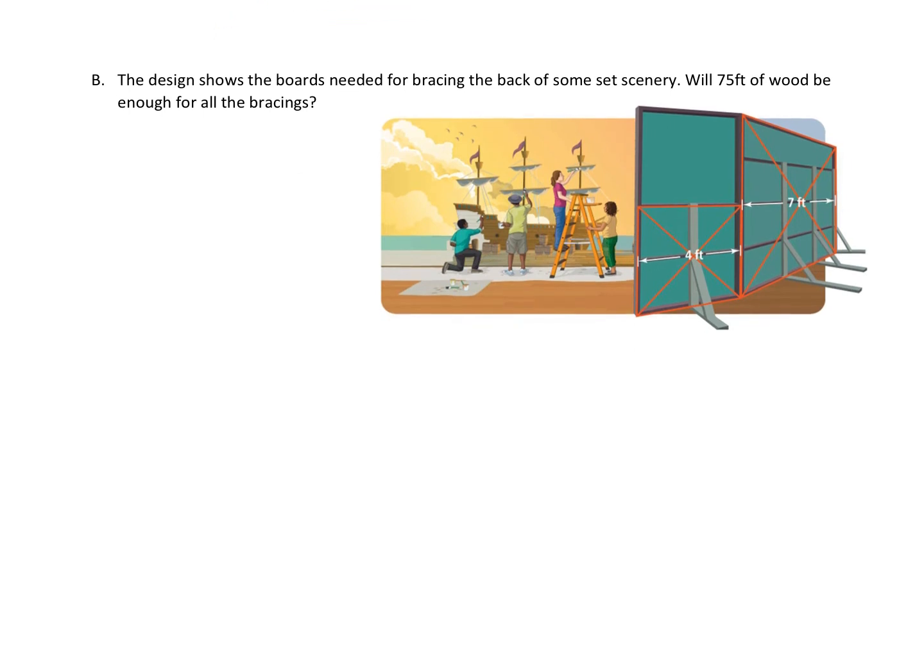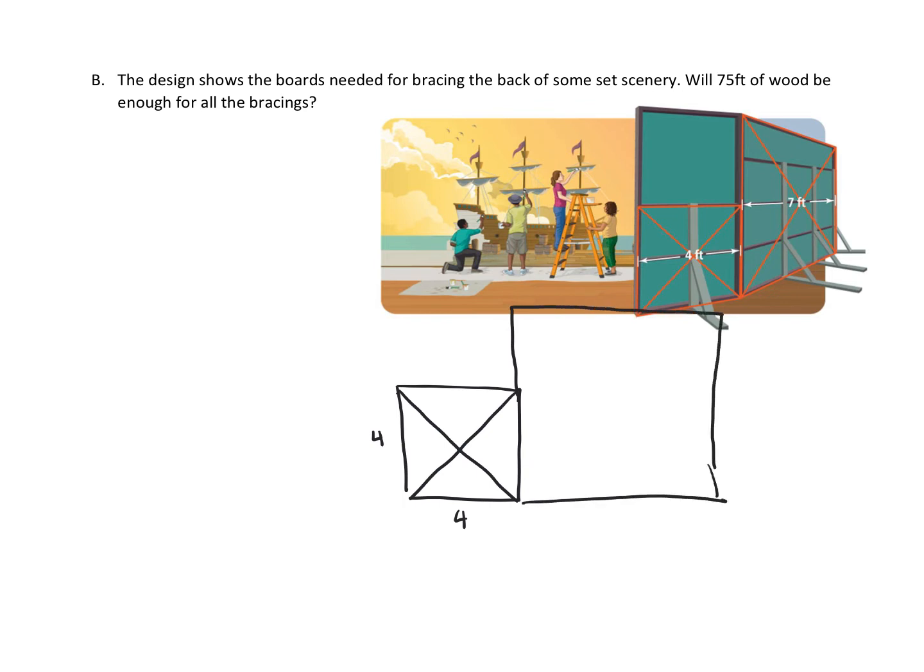Oh, good. We get to take a look at a nice little word problem. The design shows the boards needed for bracing the back of some set scenery. Will 75 feet of wood be enough for all the bracings? So I'm going to redraw this just so we can clearly see what our picture is. We have 4 by 4, and then we've got diagonal boards, which we don't know how long those are. Right next to it, this is 7 by 7, and we don't know what our diagonals are. So let's find the diagonals of each square.